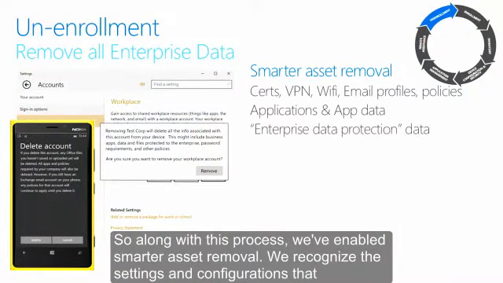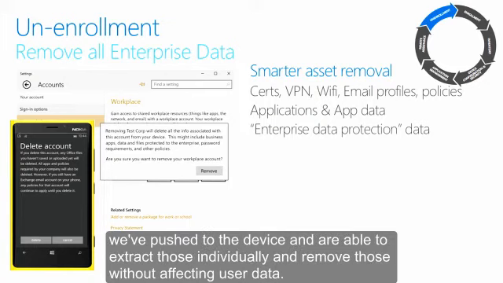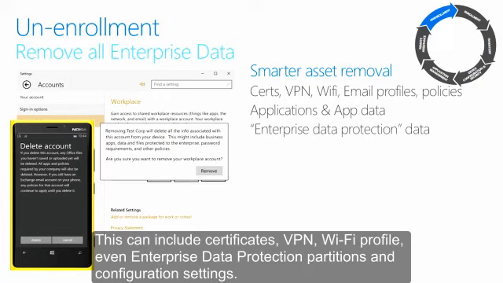So along with this process, we've enabled smarter asset removal. We recognize the settings and configurations that we've pushed to the device and are able to extract those individually and remove those without affecting user data. This can include certificates, VPN, Wi-Fi profile, even enterprise data protection partitions and configuration settings.